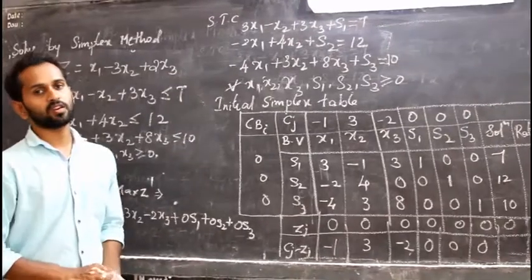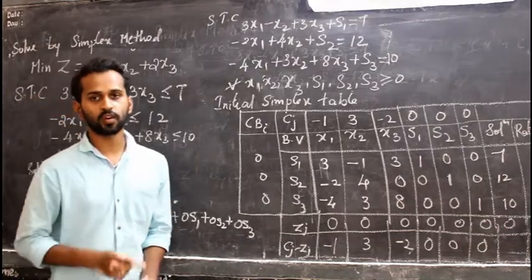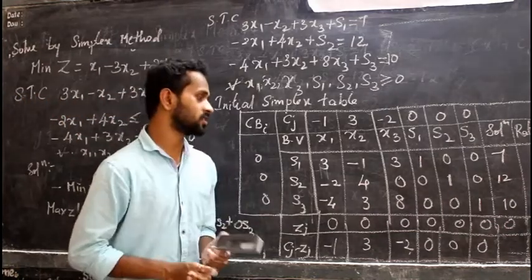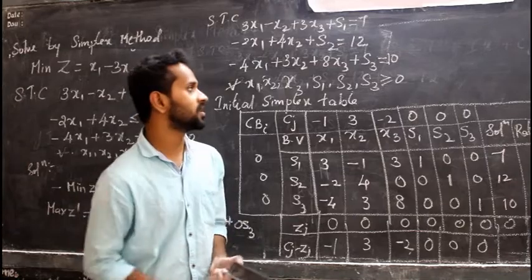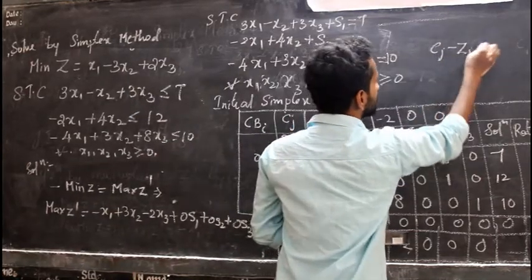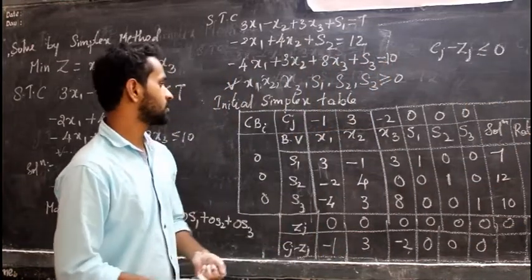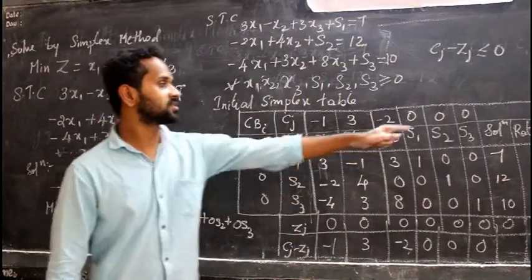What is the problem we are solving here? We converted minimization to maximization. So I am supposed to go for the maximization optimality condition. What is my maximization optimality condition? Cj minus Zj must be less than or equal to 0 for every x1, x2, x3 and s1, s2, s3 column.